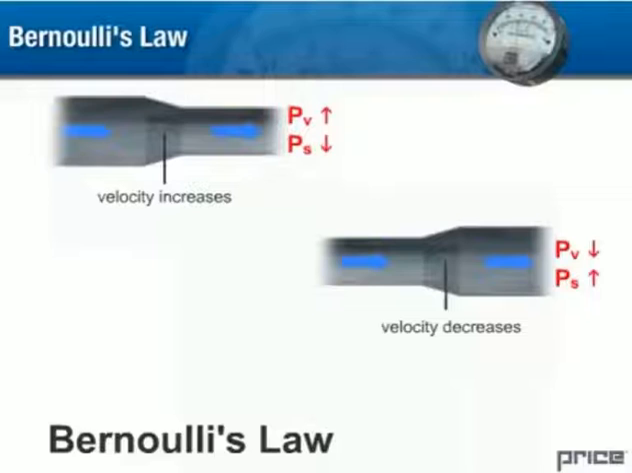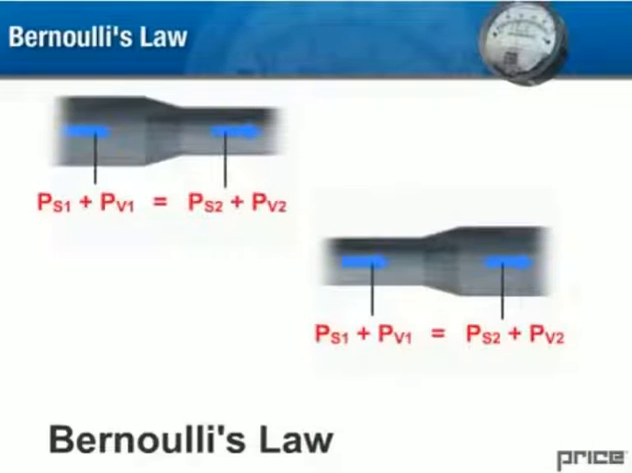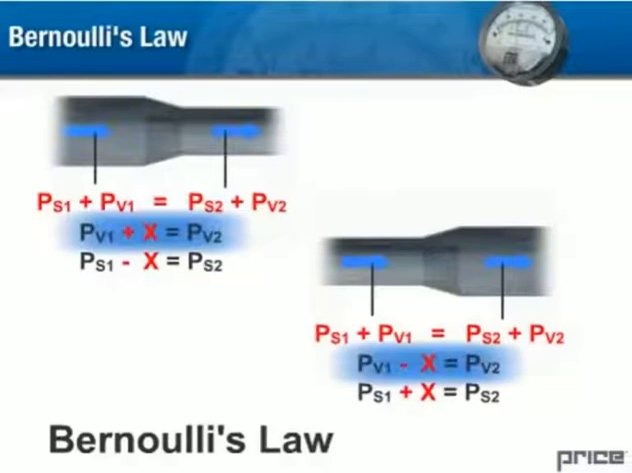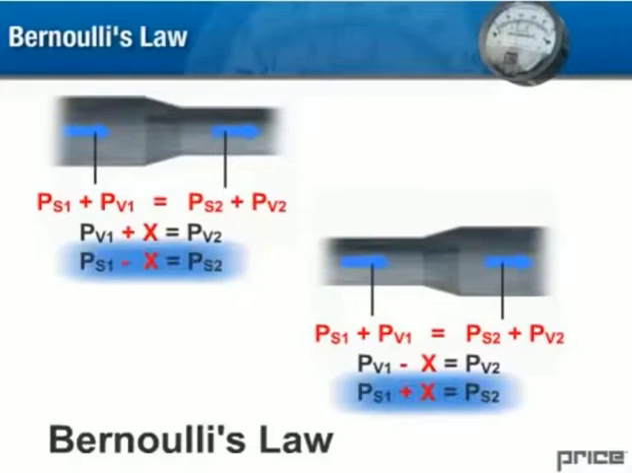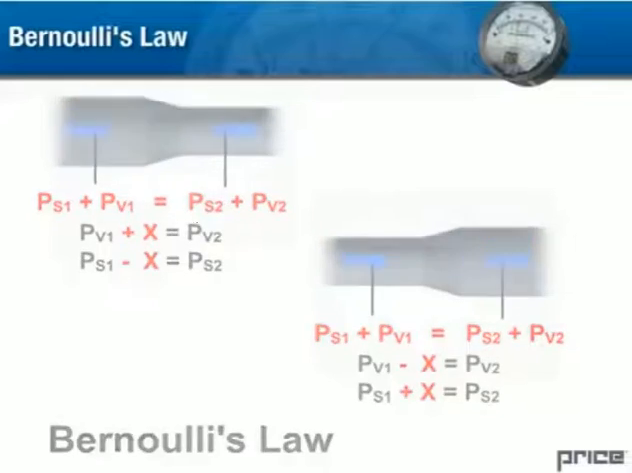static pressure will increase. In an idealized, frictionless situation, the total pressure should be the same upstream and downstream of these transitions. Whatever is gained or lost in velocity pressure is offset by a change in the static pressure. We use Bernoulli's law to help predict what will happen to pressure at transitions where the cross-section of the ductwork changes. Let's take a look at an example.